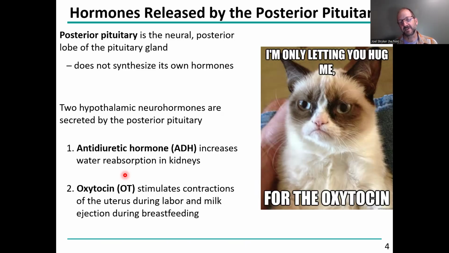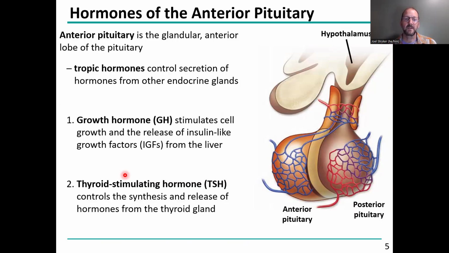And Dr. Bipal put this cute little thing in there. I'm only letting you hug me for the oxytocin, right? So just a reminder, oxytocin makes you feel bonded and connected to somebody when there's some connection like that, like a hug. All right, I'm going to stop here before we get into anterior pituitary.